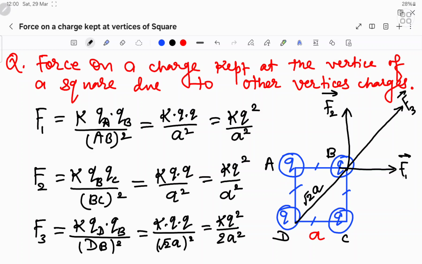Now we see that here is F1 and here is F2. These two forces produce a resultant force due to the parallelogram effect. So let us make a parallelogram here. This is a parallelogram and this is the resultant force. This force is said to be F12. So we have to calculate F12. Before calculating F12, we need the angle between F1 and F2, which is 90 degrees.